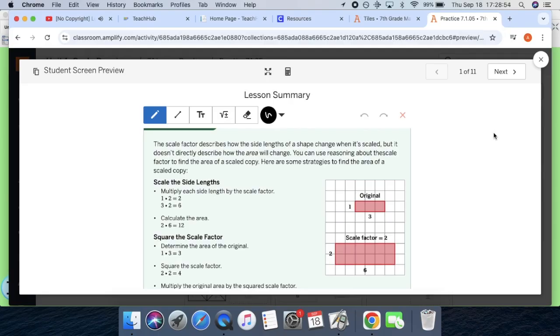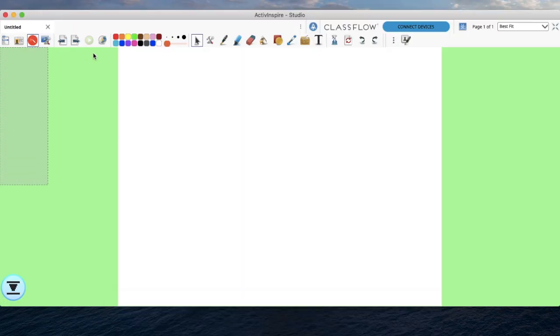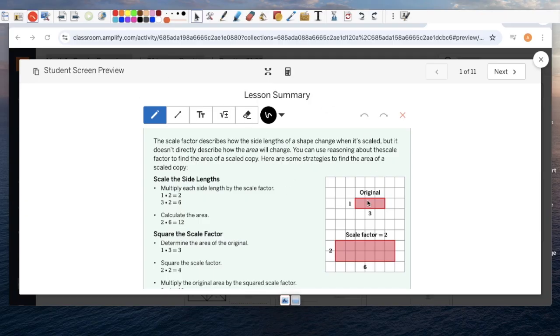The scale factor describes how the side lengths of a shape change when it's scaled, but it doesn't directly describe how the area will change. You can use reasoning about the scale factor to find the area of a scale copy. Here are some strategies to find the area of a scale copy.